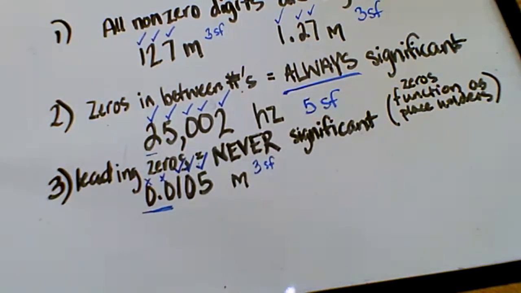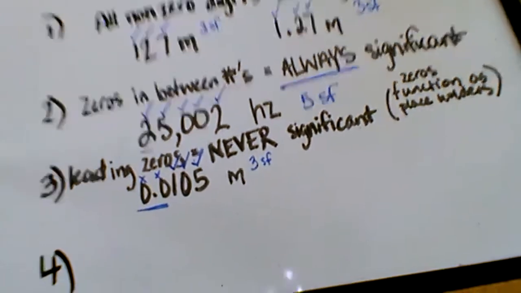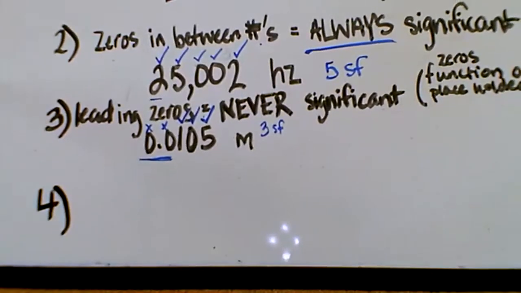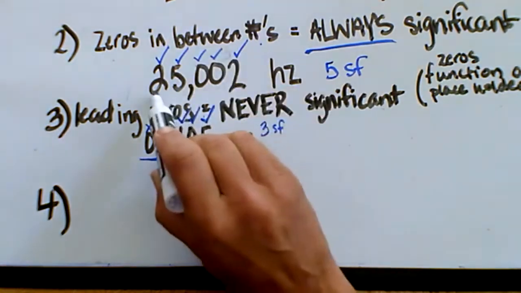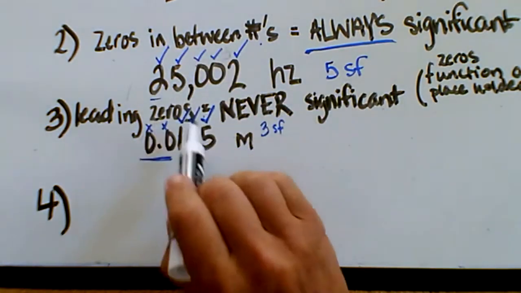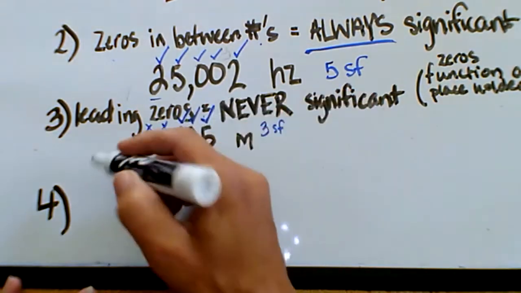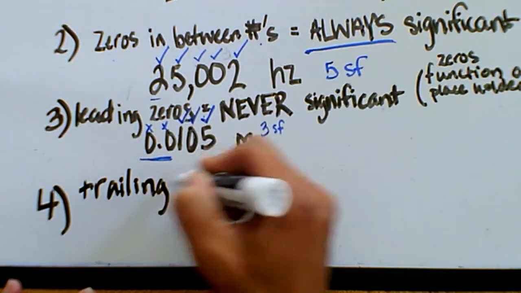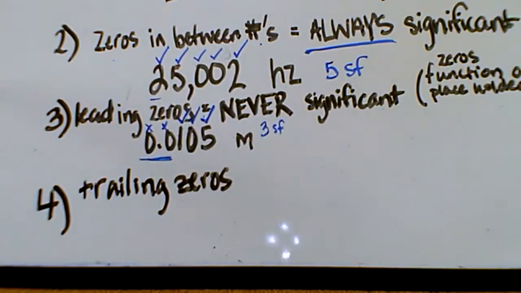The last rule is rule number 4. All right, we've got rule number 4. What we're going to do here is talk not about zeros that come in the middle of values, not about zeros that come in the beginning of measured values, but as you could guess, about zeros that come at the end. We will call those trailing zeros. That's for zeros at the end of numbers.